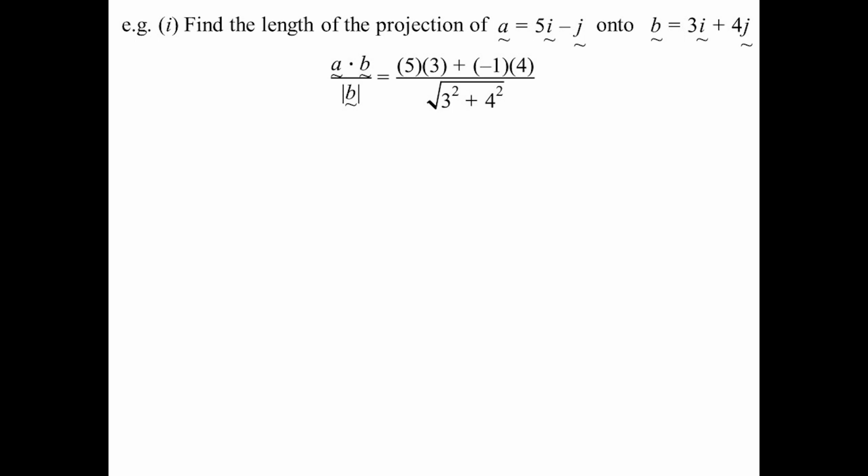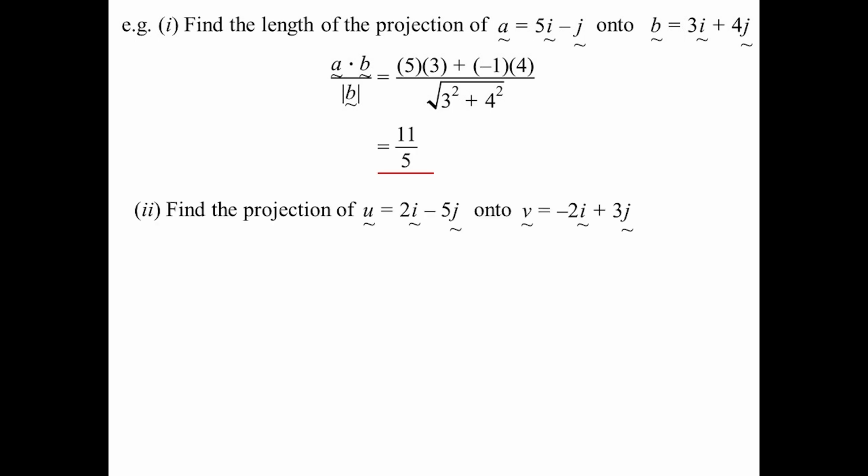All right, let me work out A dot B on the magnitude of B. So remember, this is just saying find the length. So it's not saying what is the projection, it's just the length. So I have 5 times 3 plus minus 1 times 4 over square root of 3 squared plus 4 squared, and so it's 11 on 5.